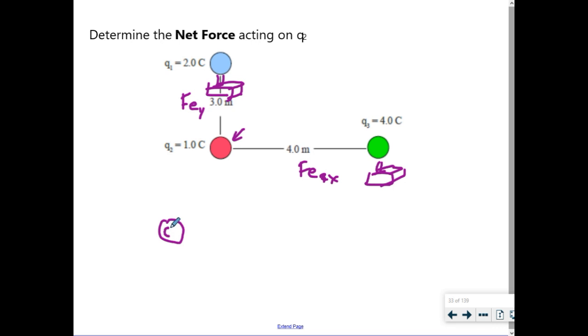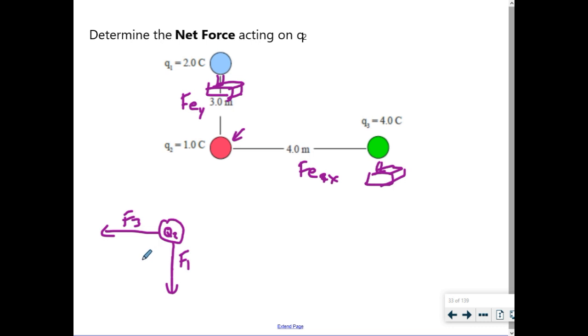So Q2 is going to be repelled from Q1, right? Because they're both positive. So it's going to want to be pushed this way. And so why don't I call that F1? However, due to this other one over here, it's actually going to want to get pushed away from the green one, and so F3 is actually going to push it that way.